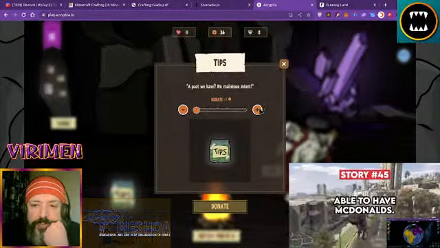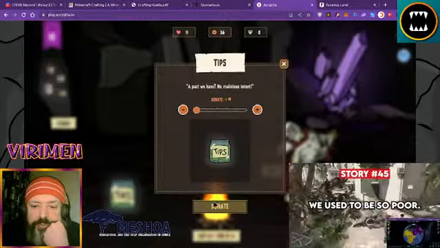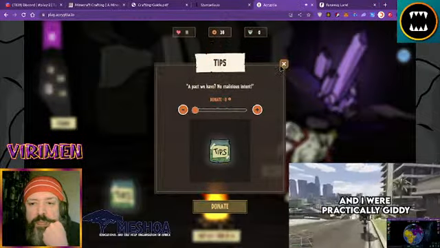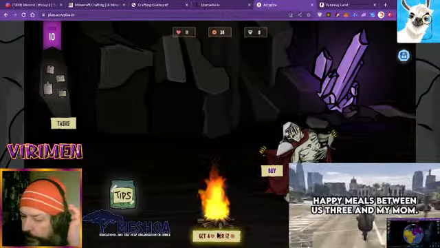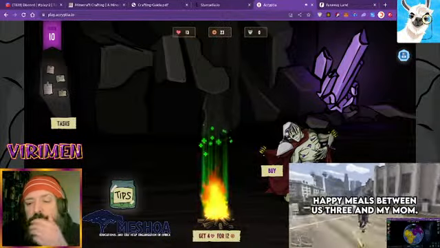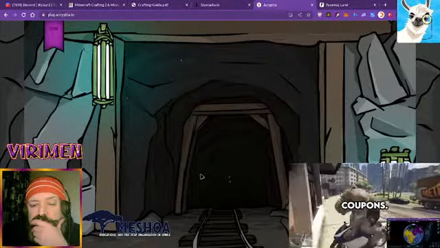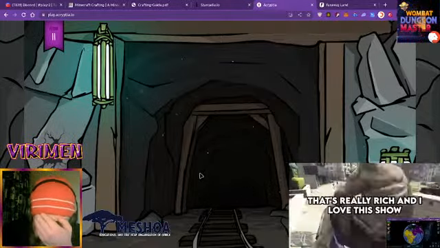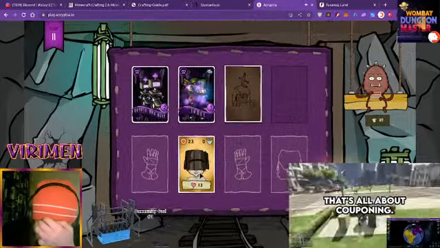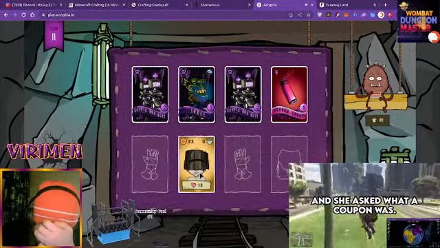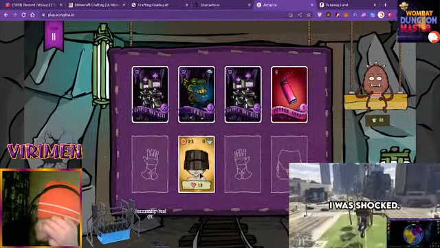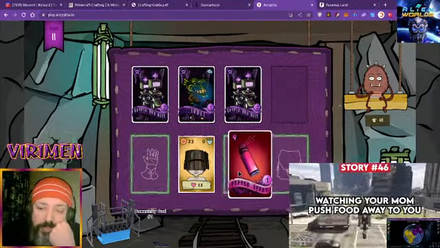Getting excited about being able to have McDonald's. We used to be so poor, my two sisters and I were practically giddy that we were able to share 2 Happy Meals between us 3 and my mom. Otherwise, it was soup kitchen and discount food. Coupons. I have a friend that's really rich and I love this show that's all about couponing, and she asked what a coupon was. I was shocked.